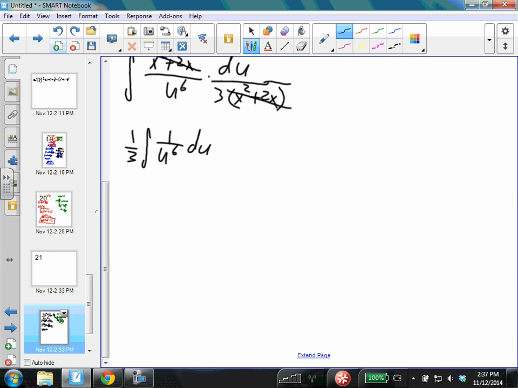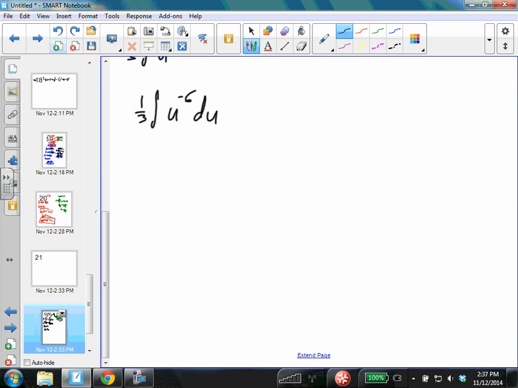Now, how would you take the antiderivative of this? Take that u to the 6th and do what with it? Move it up. Yeah. So this is 1/3 times the integral of u to the -6 du. So 1/3 times, what's the antiderivative of u to the -6? Right. U to the -5th, and then you got to multiply by the reciprocal, which would be -1/5, right? So -1/5 times u to the -5th.